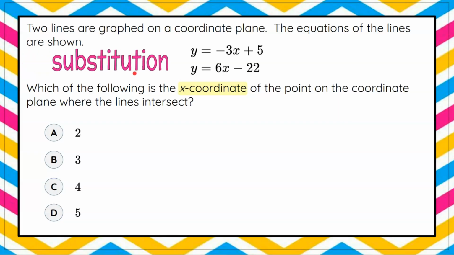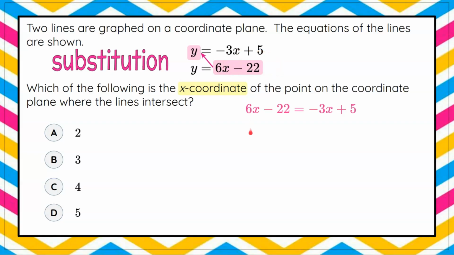The first method I want to do is substitution. We know that y is equal to 6x subtract 22, and we're going to plug that in for this y, and write an equation in one variable, just an unknown of x, that we can solve. So we're going to replace this y with 6x subtract 22 because we know that y is equal to that. So here we go. 6x subtract 22 is equal to negative 3x plus 5. Y is equal to y, therefore these two expressions are equal to each other.